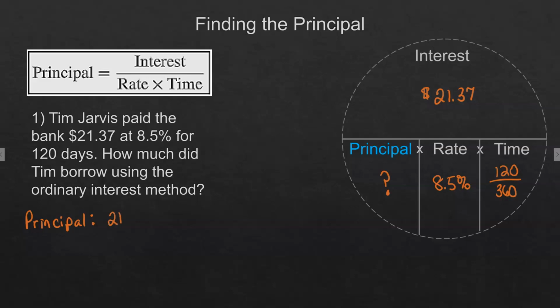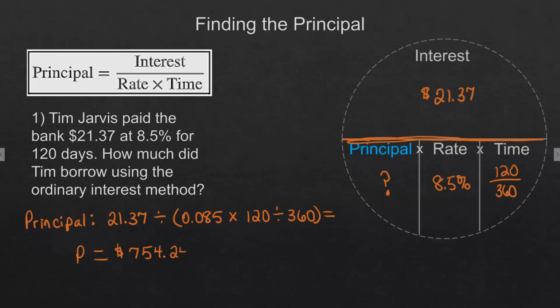Here's how we set it up. So 21.37 divided by, because of this bar, right? We're going to divide by whatever's in the bottom part of our circle. Put your parentheses, change your rate to decimal form, and then 120 divided by 360. Don't forget to push your equal key. So this is how you key it in. I'm taking that from my circle to the calculation. You will see that your principal then is $754.24. And we have found principal now.